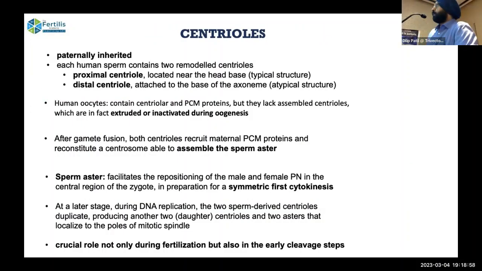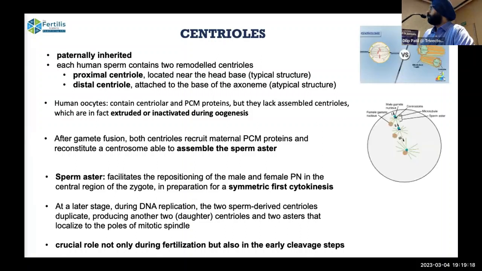Centrioles are paternally inherited, and each human sperm has a proximal and distal centriole. The human oocyte also has centriolar and PCM proteins, but they are excluded or inactivated during oogenesis. After gamete fusion, both the centrioles recruit PCM proteins and reconstitute a centrosome to assemble the sperm aster. So this is how a sperm aster is reassembled. This is the sperm aster, which is like microtubules originating from centrosomes.